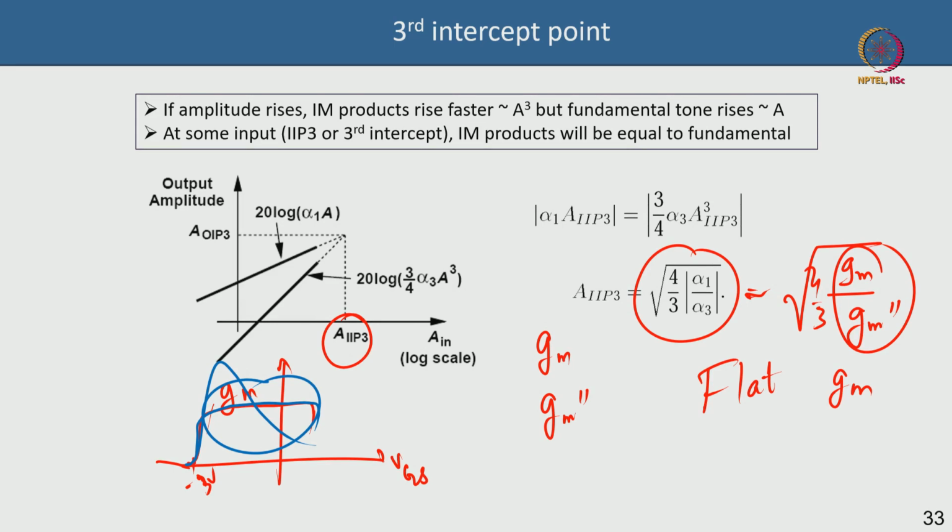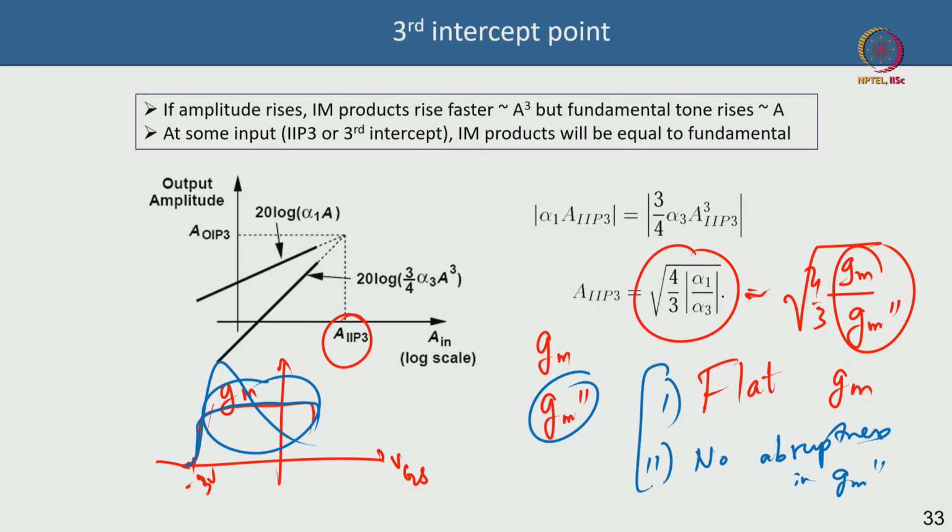However, the second aspect is that the second derivative of GM has to be as low as possible. So, you should not have sharp turn ons or spikes in the GM profile, especially turn on, turn off, and even otherwise. So, these two conditions, flat GM and no abruptness in the second derivative of GM, are very useful for maintaining linearity at the device level.